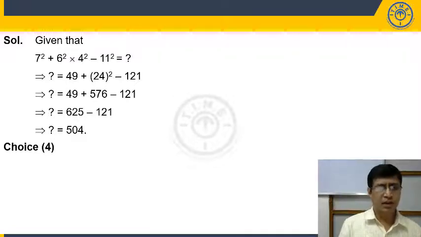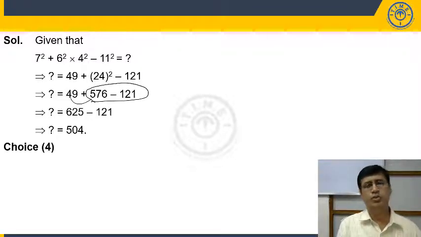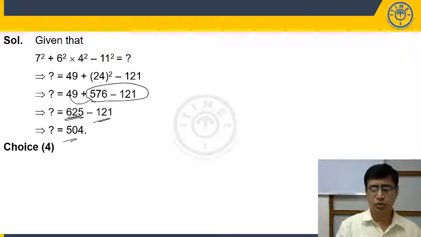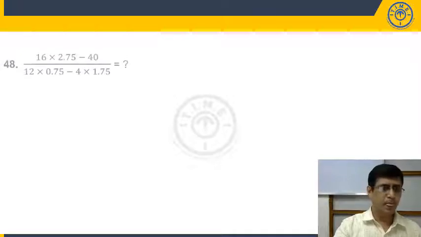Right, now here I did this one. Whereas in this solution he is adding 49 to 576. The sum of 49 and 576 is 625, minus 121, which is 504. Now look at the next example.